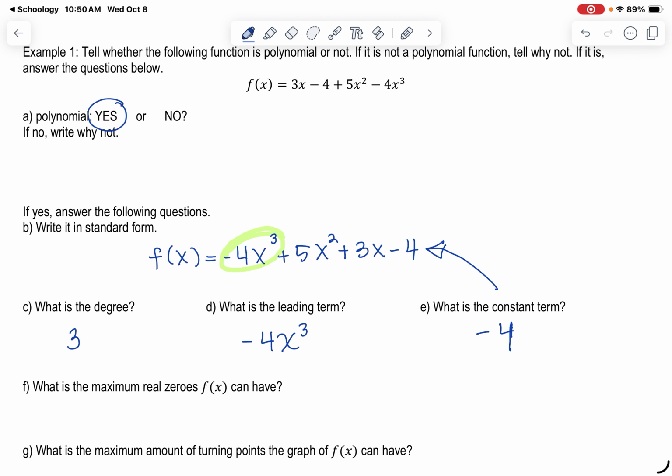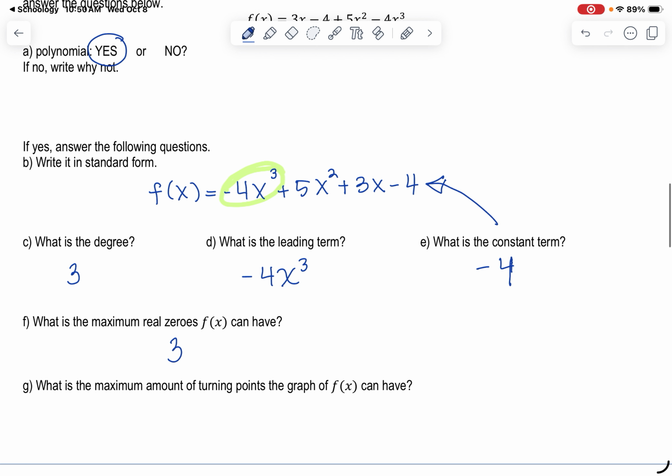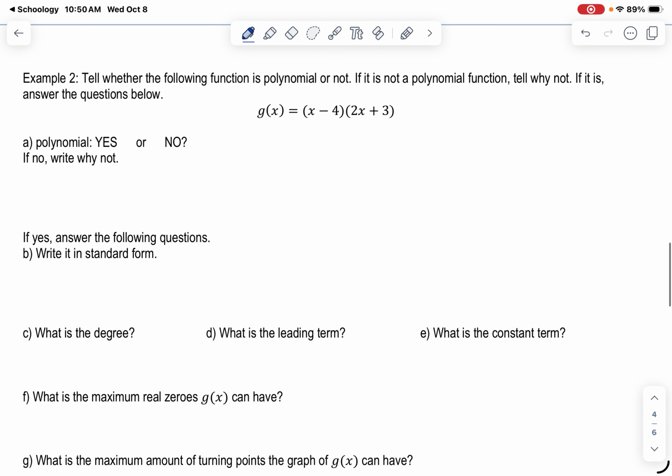What's the maximum number of zeros? If the degree is 3, then at most it's going to have 3 real zeros. What's the maximum amount of turning points? If there's 3 zeros, then it'll turn at most 2 times, 1 less than that. Okay, let's move on to the next one.